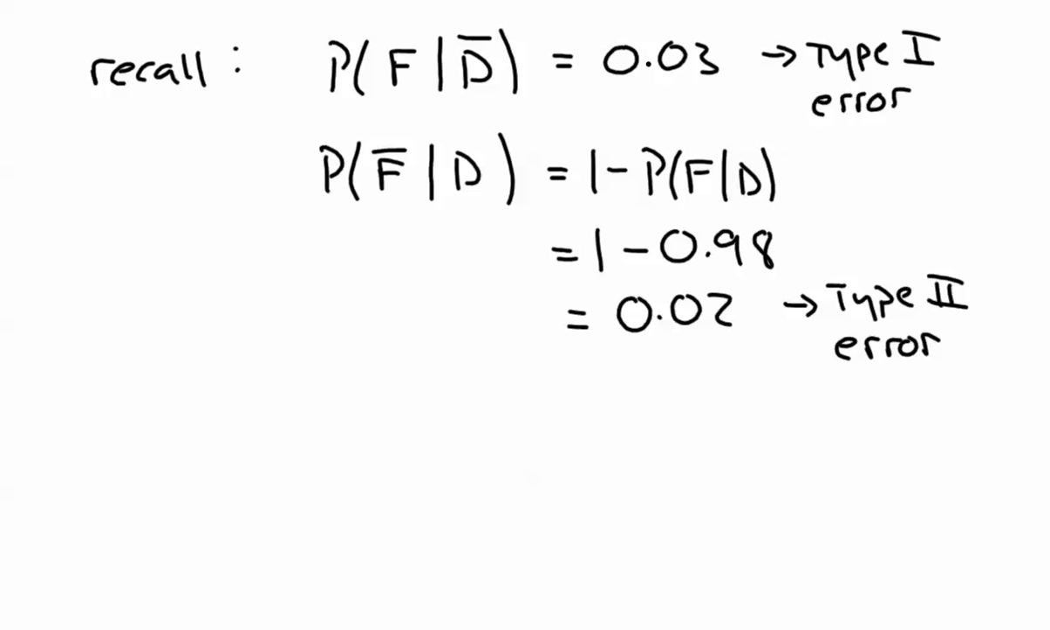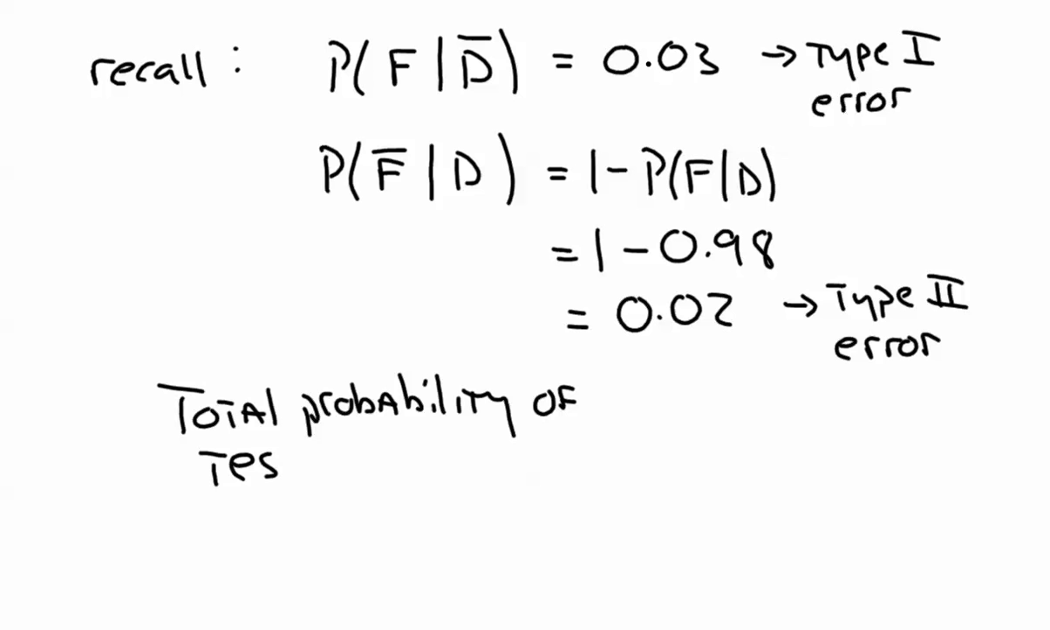So my total test error. So when you're doing a test and you determine your type 1 and type 2 errors, you add them together to get the total likelihood of making an error when that test is performed. So the total test error is 5% in this particular case. All right?